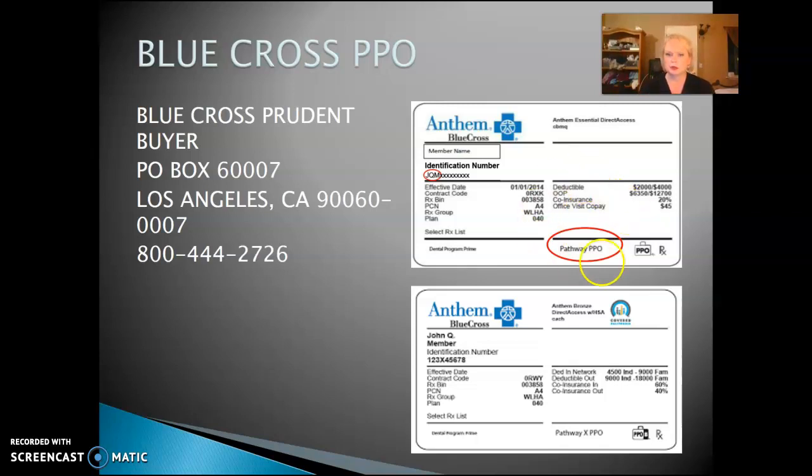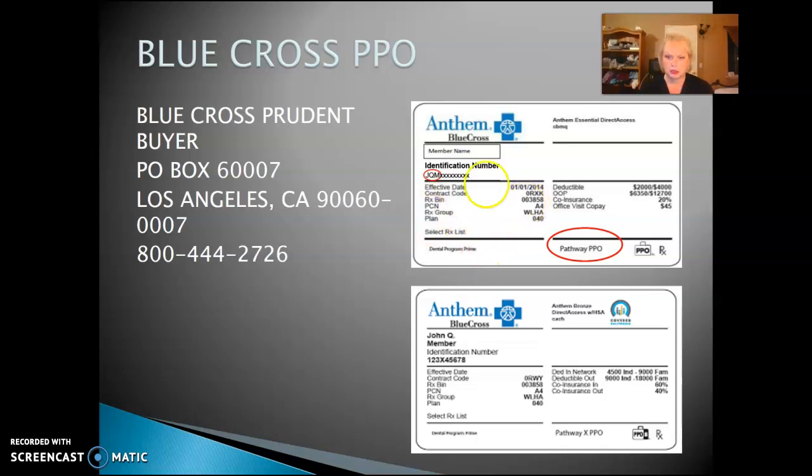You'll notice too we have some important information like the effective date of their insurance that you have to put into their chart. The RX bin is used if you have to do pre-authorizations for their prescriptions. In Cover My Meds, that website, you would input that number and it'll give you the correct form to fill out to pre-authorize their prescription.